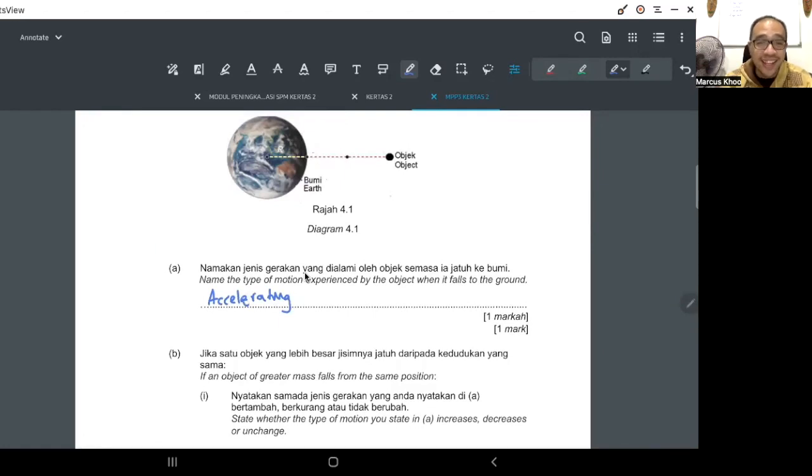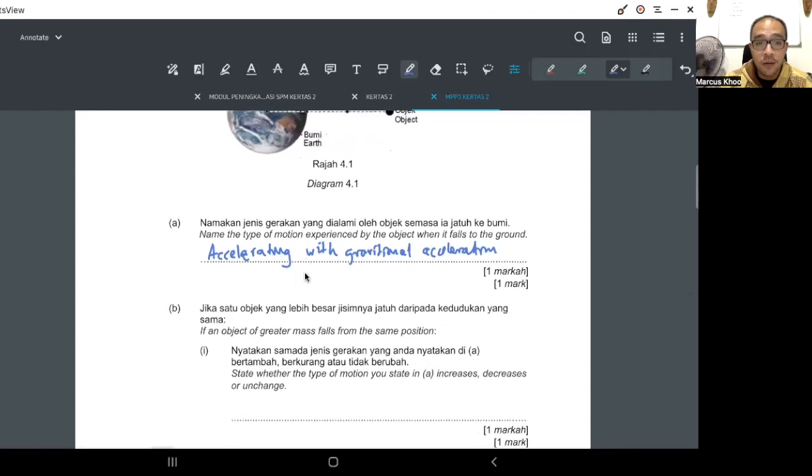How do I spell acceleration? Accelerating, accelerating with gravitational acceleration. This will be the complete answer. It's not just accelerating with any acceleration, it's accelerating with gravitational acceleration.